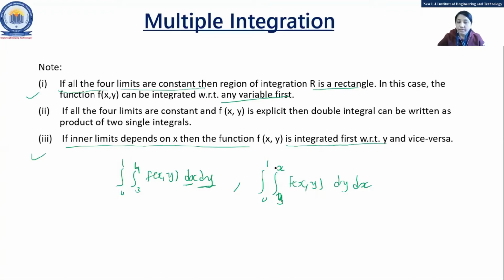If the inner limit depends upon whatever variable, you have to do the integration with respect to the other variable. So if the limit is in terms of x, you go for integration with respect to y. Remember just two rules: if all limits are constant, you can go in any sequence.